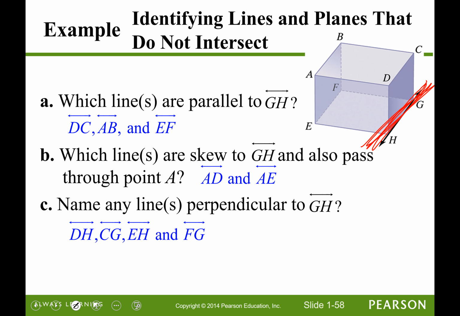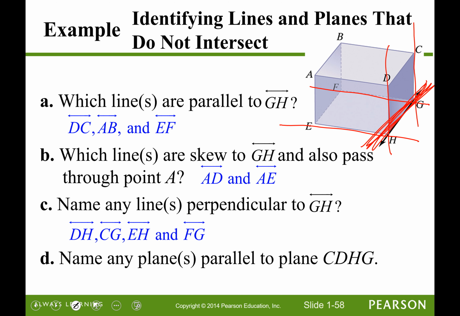If you came up with DH, CG, I think those were the easier ones to spot, at least for me, but then also EH and FG. We've got 4 perpendicular lines to GH there.